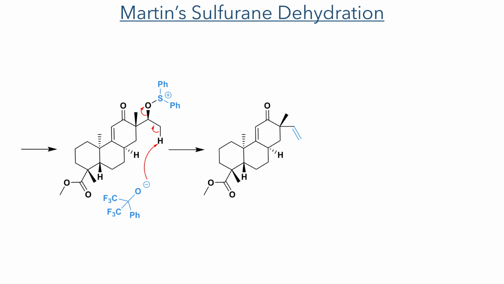This produces a diphenylsulfonium intermediate, and this can act as a leaving group, allowing for the deprotonation of the terminal carbon atom to produce the target alkene.